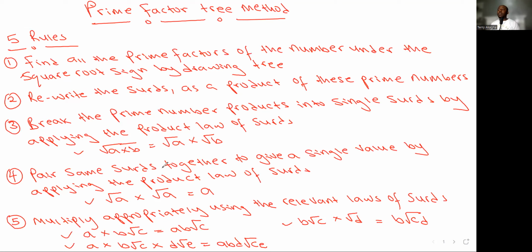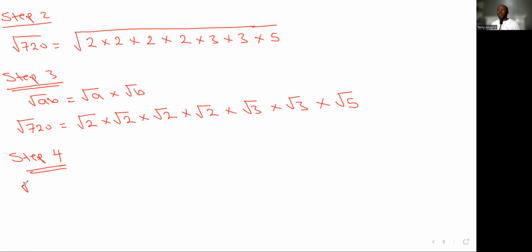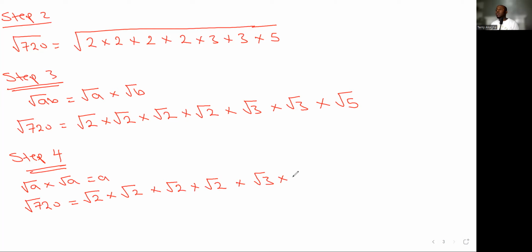Now, step 4 says, what do we do? We have to pair same surds together to give a single value because we know root A times root A will give us A. So step 4, we know root A times root A is equal to A, right? So we're going to apply this concept. So we're going to have square root of 720. We know that to be square root of 2 times square root of 2 times square root of 2 times square root of 2 times square root of 3 times square root of 3 times square root of 5.